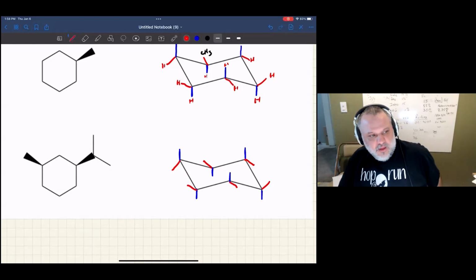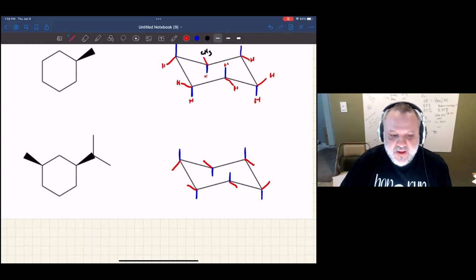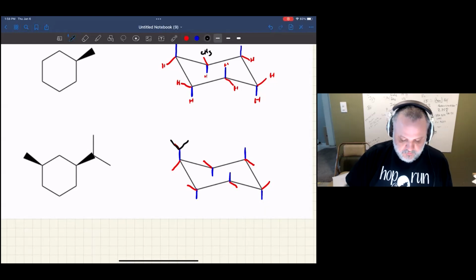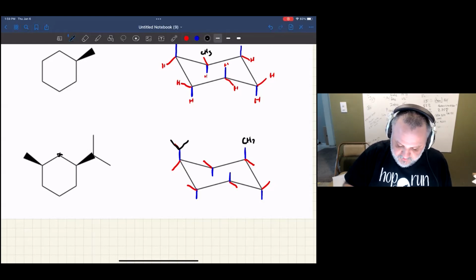I've got a methyl group and a 1-methyl ethyl group, an isopropyl group, and they're facing the same direction. We're going to call that direction up. And so this time I'm going to start with the isopropyl group. So the isopropyl group can go here. And that means that there's 1 atom in between the isopropyl group and the methyl group, and the methyl group points in the same direction. And so everything else is a hydrogen.